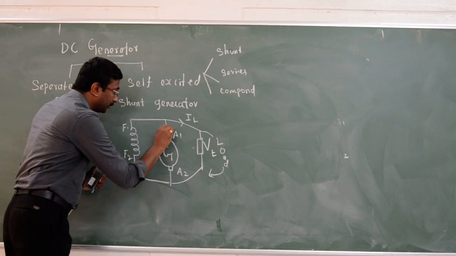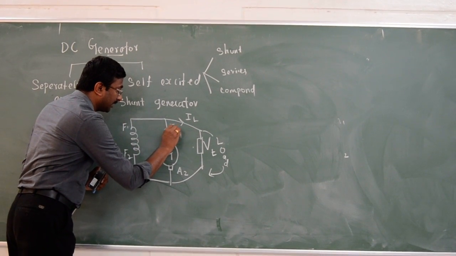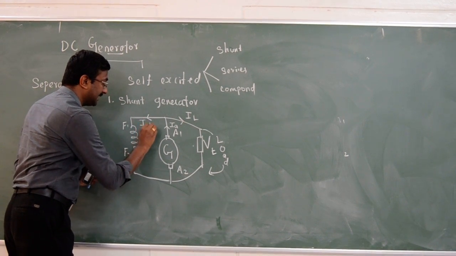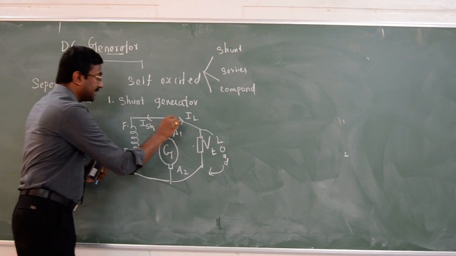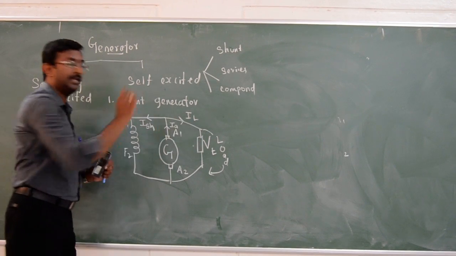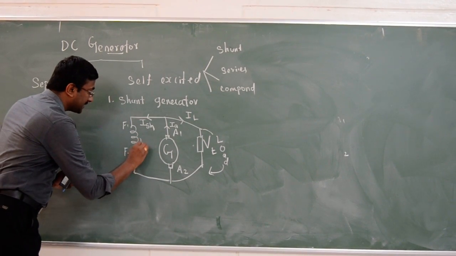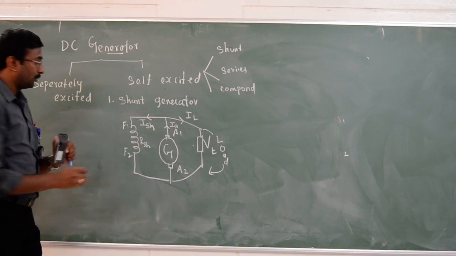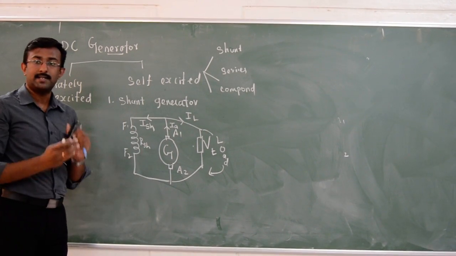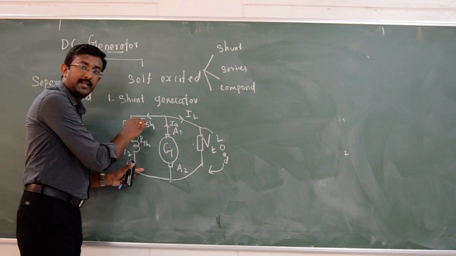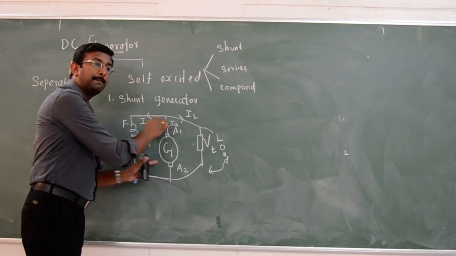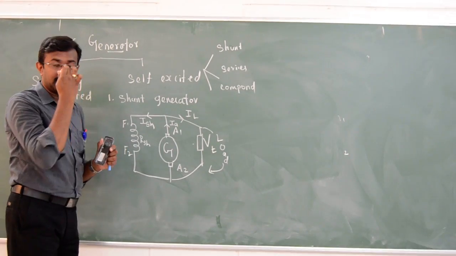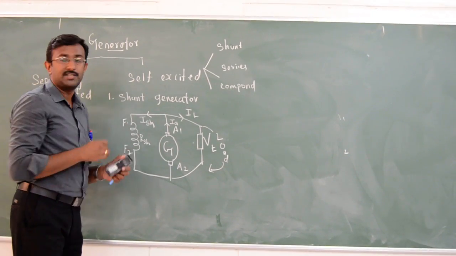The current flowing through the armature is the armature current Ia. The current flowing through the shunt field winding is represented as Ish, whereas the current flowing through the load is the load current. Here Rsh represents the resistance of the shunt field winding. Why is it called a shunt generator? Because the field winding of the DC generator is connected in parallel to the armature winding. This type of connection leads to a shunt generator.